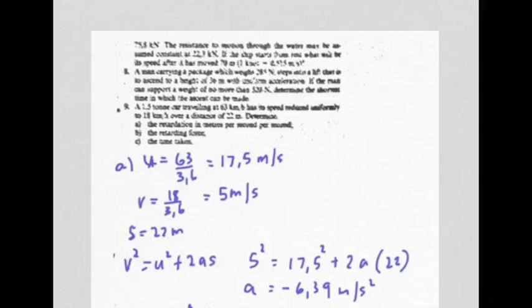took. Initial velocity u is 63 divided by 3.6 to convert from kilometers an hour to meters per second, so it started at 17.5 meters per second and ended at 18 kilometers an hour, which is 5 meters per second. Distance traveled is 22 meters. Pick an equation of motion that has all the knowns as well as the unknown. We want a, and we have u and v. So the only one that has all of that is v squared equals u squared plus 2as.